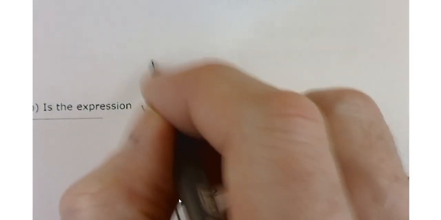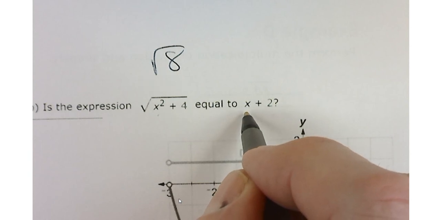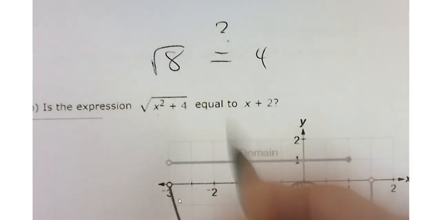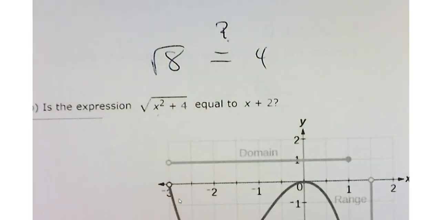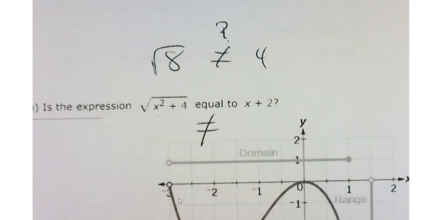All right, so if you put in a 2, 2 squared is 4, plus 4 would be the square root of 8. And over here, if I put in a 2, I'd end up with 2 plus 2 is 4. Is the square root of 8 equal to 4? No. So these things are not equal. It's tempting. I know it looks like you should be able to take the square root like that. It just doesn't work, does it? Unfortunately, no.